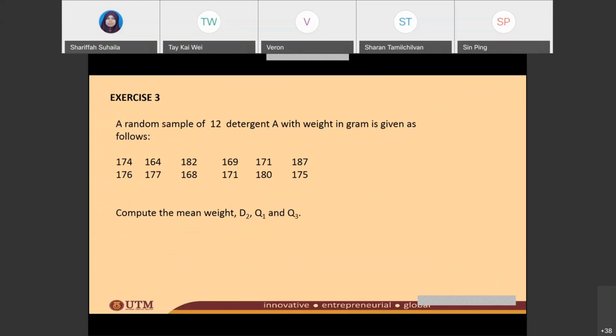Okay, so this is one of the exercises. Now I ask you to compute first the mean weight. You have 12 detergent samples. Compute the mean weight, second decile, first quartile, and also third quartile. Try. I give you around maybe 5 minutes. Try on your own. Give me the last value.